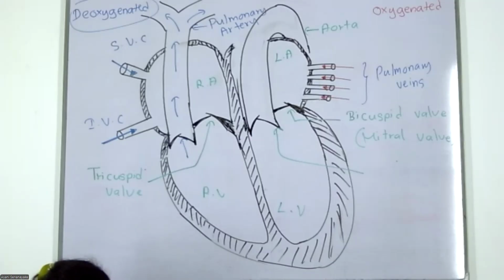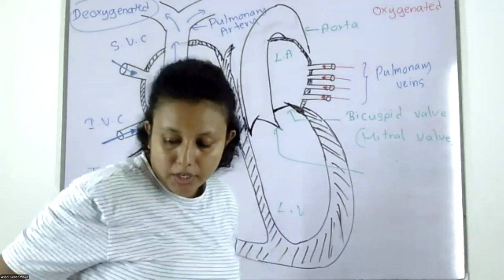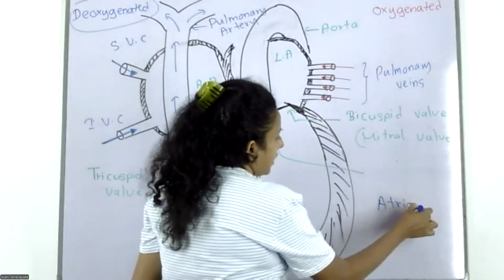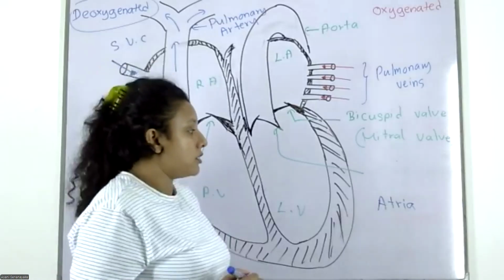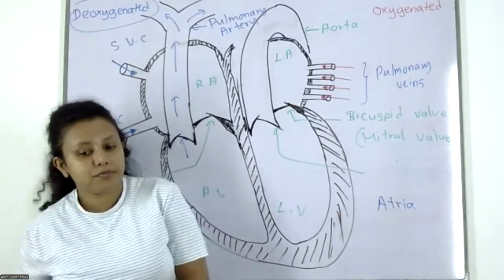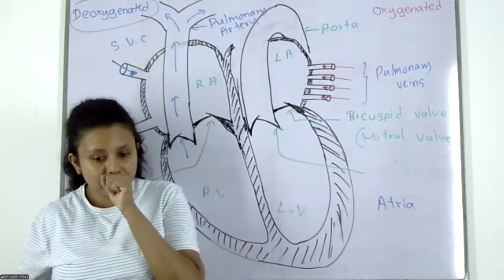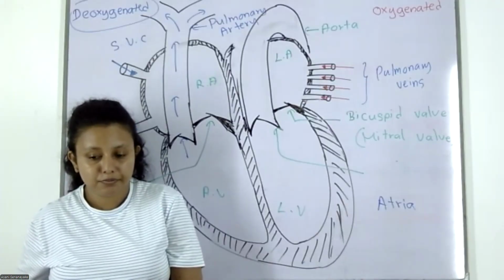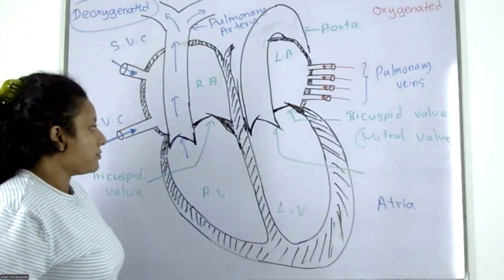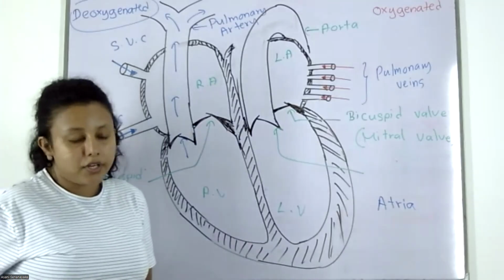Okay. Next point. There are valves between atria, plural of atrium, and ventricles. There are valves between atria and ventricles.